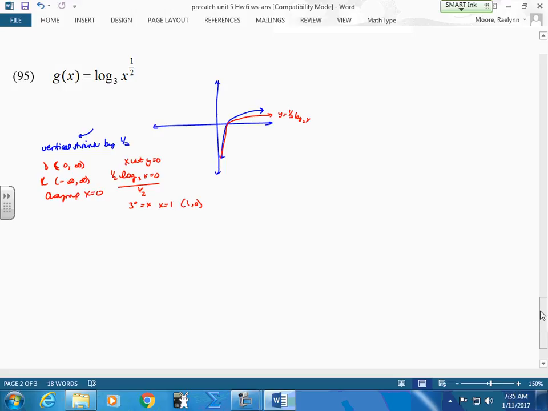Okay, so this gives you, if you bring this out in front, technically just take this and put this out in front. So it's a vertical shrink. It has to be a shrink, right? Because it's less than 1. It's a vertical shrink by a factor of 1/2.